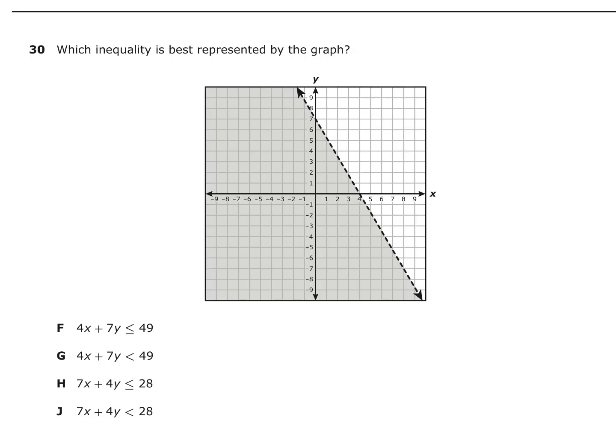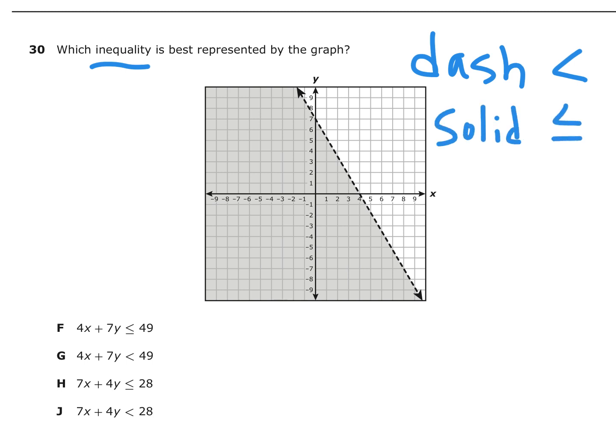Okay, problem number 30 is an inequality. Which inequality is best represented by the graph? So we're looking at an inequality. We have a dashed line. So a dashed line means you're going to have less than. And if it's a solid line, then that means it would be less than or equal to. So we're looking at a dashed line.